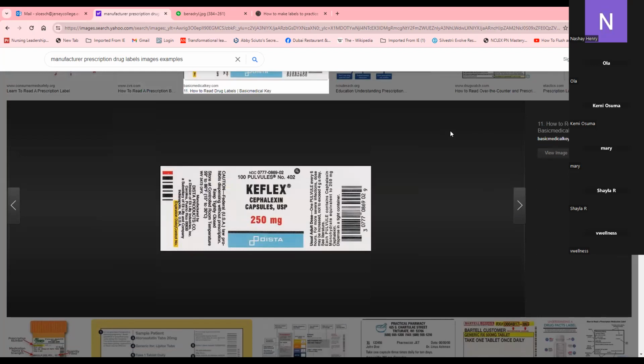All right, here's another one. What's the trade name? Keflex. What's the brand name? I mean, the generic name. Cephalexin. And what's the form? Capsule. And the strength? 250. 250 milligrams.